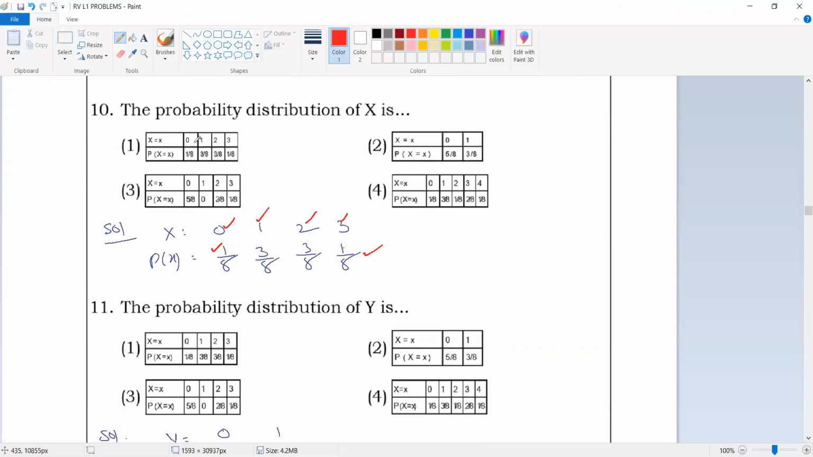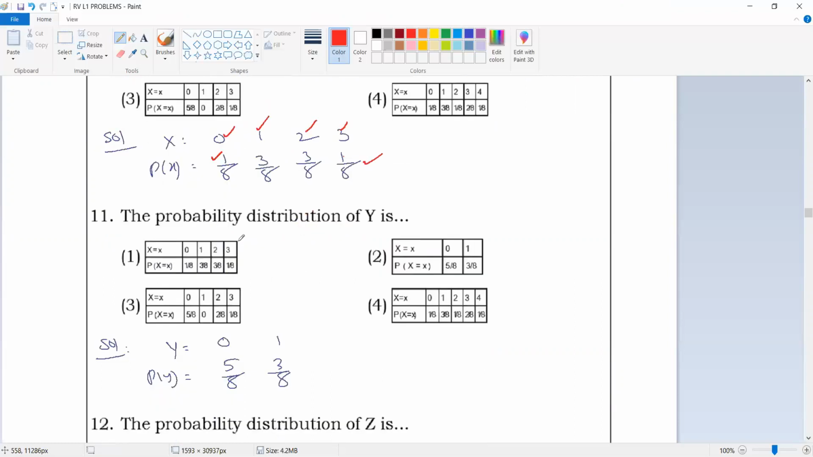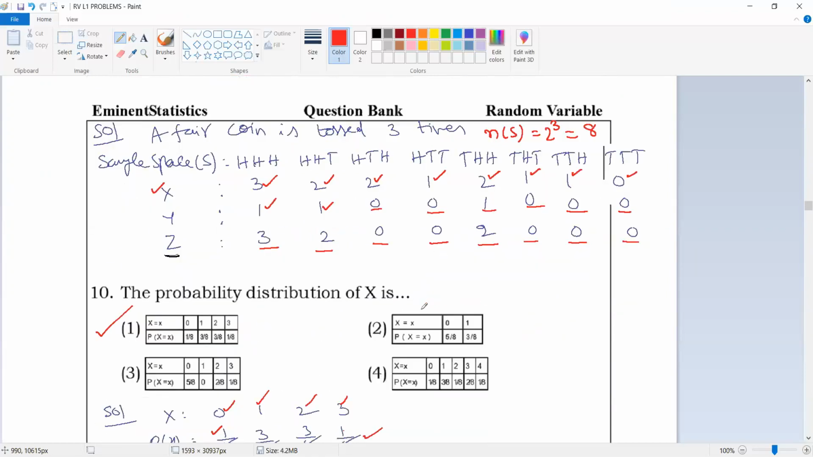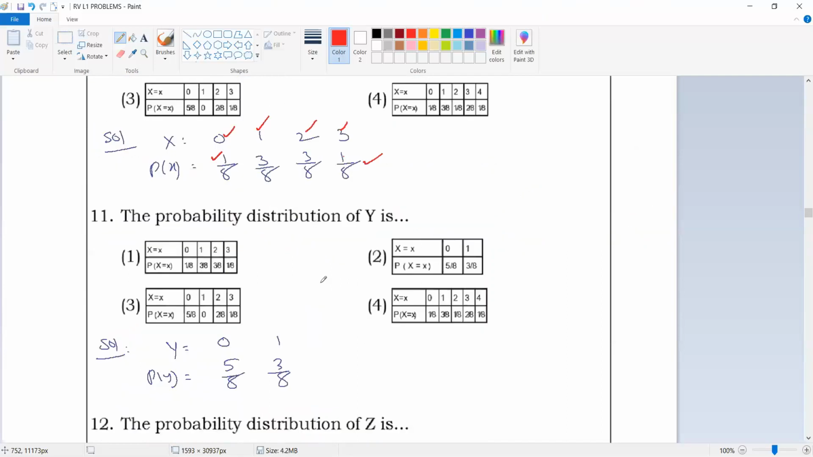Suitable option is 0, 1 by 8, 3 by 8, 3 by 8, 1 by 8. First option is correct. Next, probability distribution of y here. So y here, minimum value is 0, maximum value 1. How many zeros? 1, 2, 3, 4, 5 zeros. How many ones? 3 ones. Now the probability distribution. Y takes only 0 and 1. The corresponding probability is 5 by 8 and 3 by 8. The suitable option is second option.